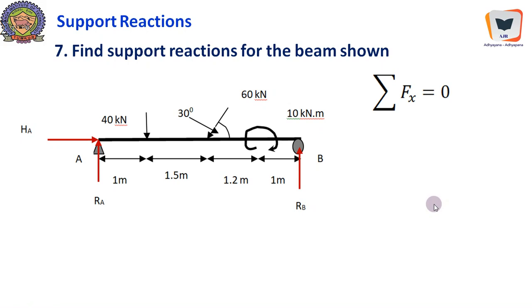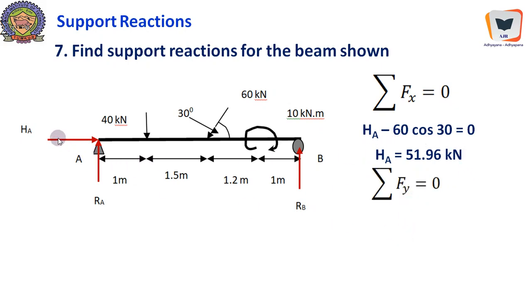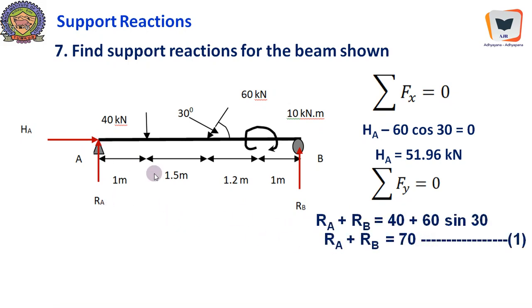Now we will apply sigma Fx equal to 0, and we will have HA going horizontally minus 60 cos 30 coming in the leftward direction, and therefore HA equals 51.96 kN, and the value is positive. Therefore our assumption is correct as far as the direction of this reaction is concerned. Sigma Fy equal to 0 will give us RA plus RB, upward forces equal to downward forces. It is 40, and this is 60 sin 30, and there are no other vertical loads acting over the system. Therefore RA plus RB equals 70.